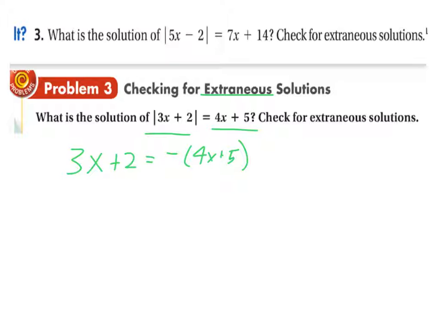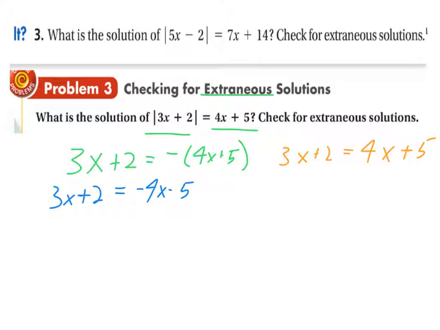And then do just the 3x plus 2 equals positive 4x plus 5 here. So with the negative, make sure you distribute that all the way through. Nothing much to do on the 3x plus 2 at this point, but we get negative 4x minus 5.